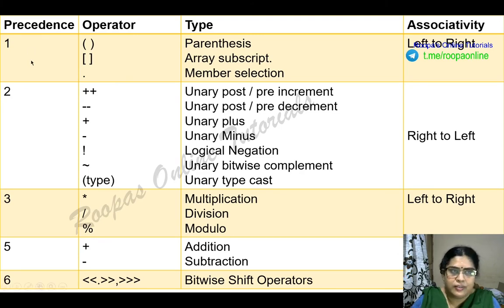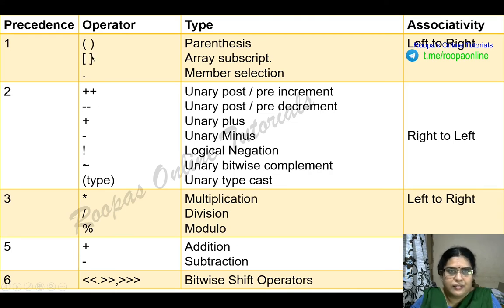You can see this. Wherever the brackets, known as parentheses, are there, they will be evaluated first in an expression. Then there are square brackets for arrays and dot for member selection. As you are learning the language, you will learn the significance of these different operators, but for the time being, you just need to understand the basics.